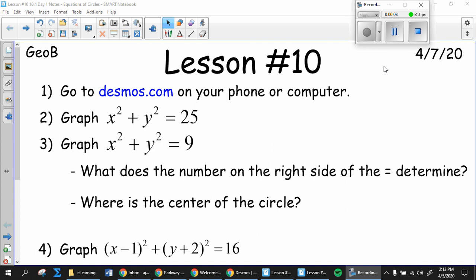We're going to start something new today called equations of circles. So we're going to talk about how we write equations, just like we wrote equations for lines, y equals mx plus b. We're now going to write equations for circles.